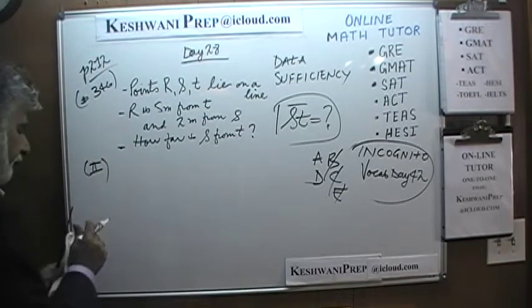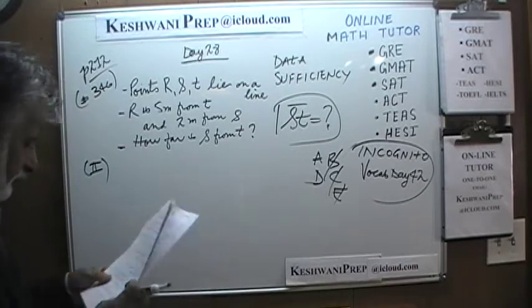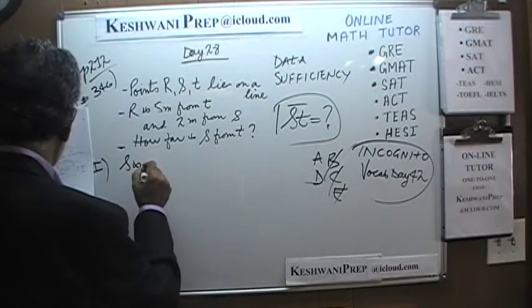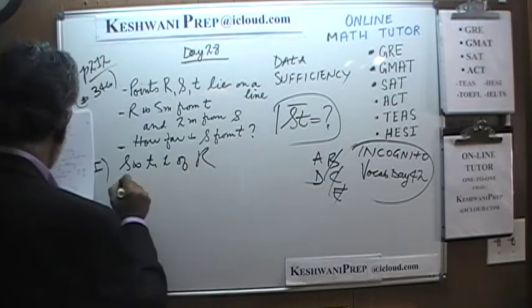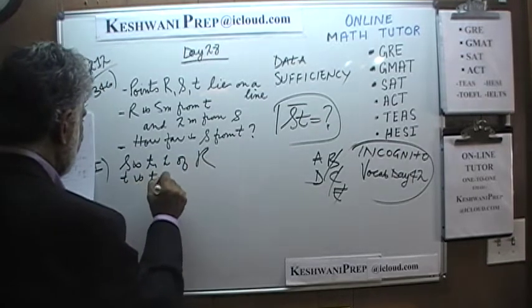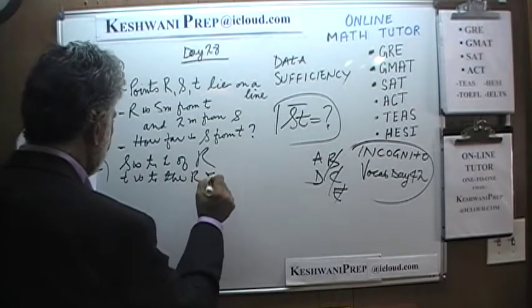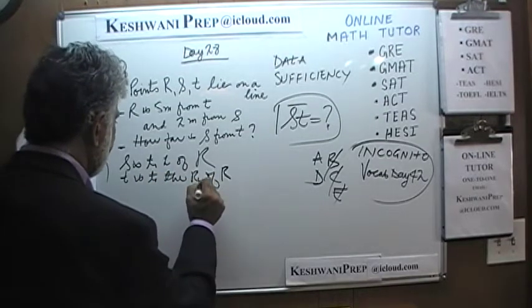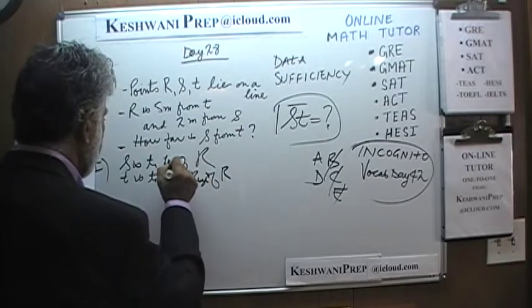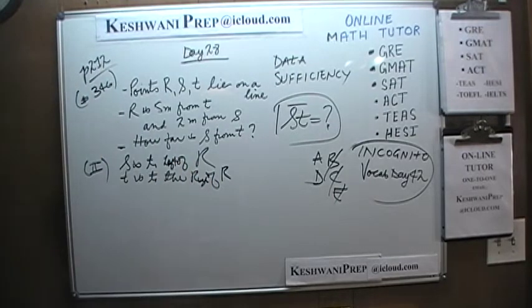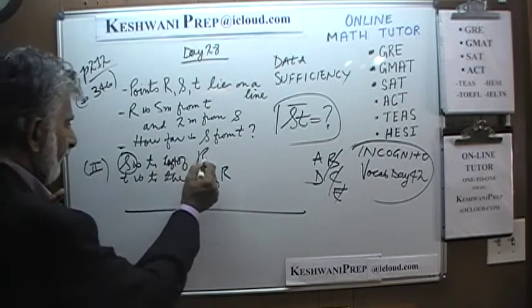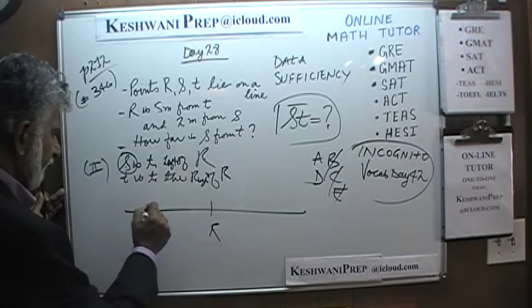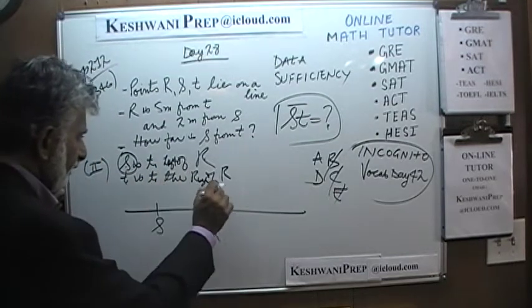Statement 2 says that S is to the left of R and T is to the right of R. This is right and this is left. Well, actually this one is even easier, because we don't have to look at two scenarios. We only have to look at one scenario. We are told that S is to the left of R, so here's our R. S is to the left of R and T is to the right of R.